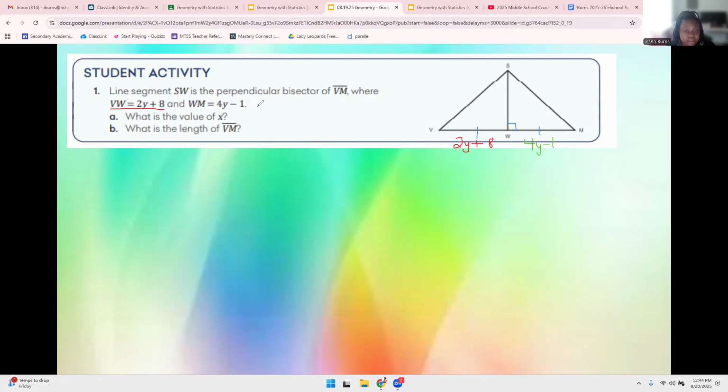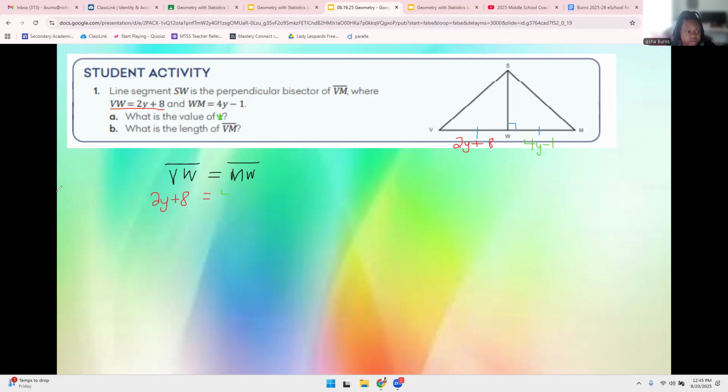What's the value of x? And it meant value of y. Let's put that right there. What's the value of y? So, because we know that VW is congruent to MW, because SW is a perpendicular bisector, I'm going to first write VW is equal to MW. So for VW, I'm going to put 2y plus 8 equals MW, which is 4y.